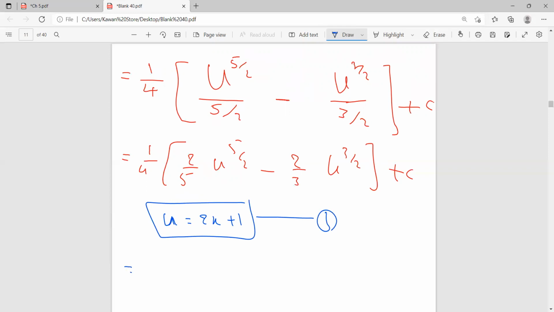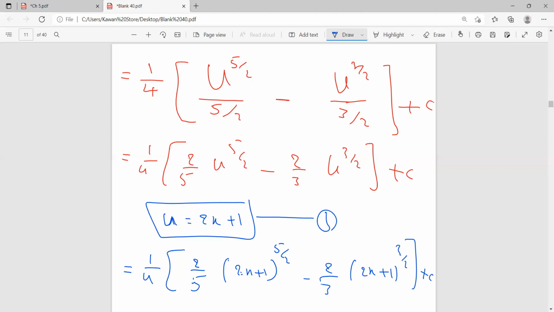So this integral will be 1 over 4, 2 over 5, (2x plus 1) to the 5 over 2. Understood? Minus 2 over 3, (2x plus 1) to the 3 over 2, plus c. Any question? Any question, dear?